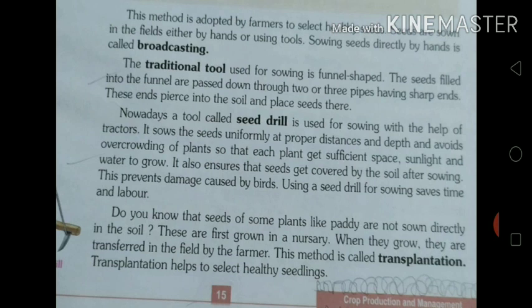So next, the implement used for sowing is a seed drill. So sowing of seed by the help of a seed drill. A seed drill is a long iron tube having a funnel at the top.